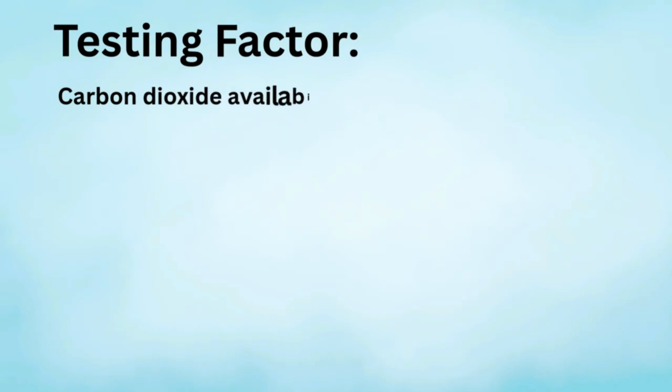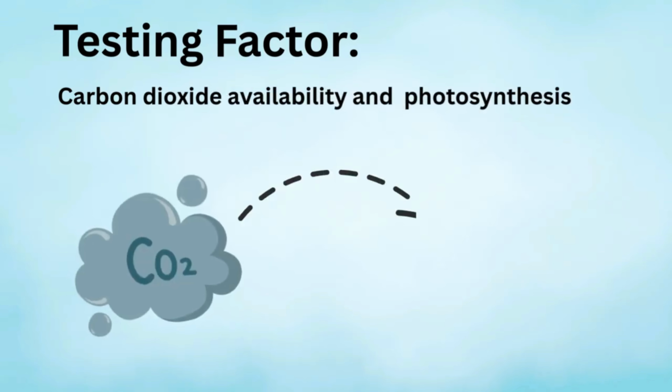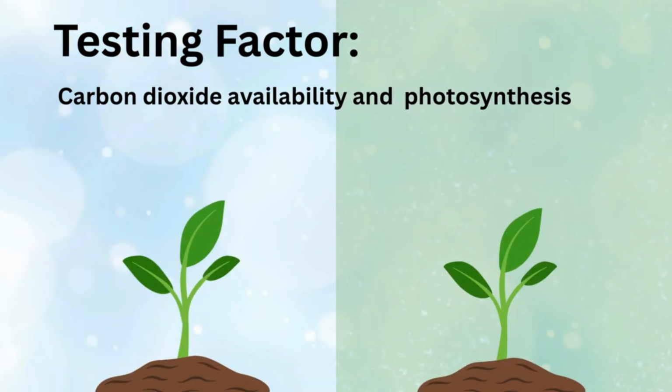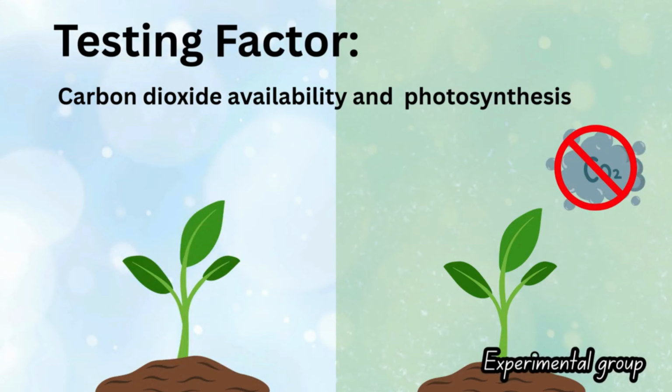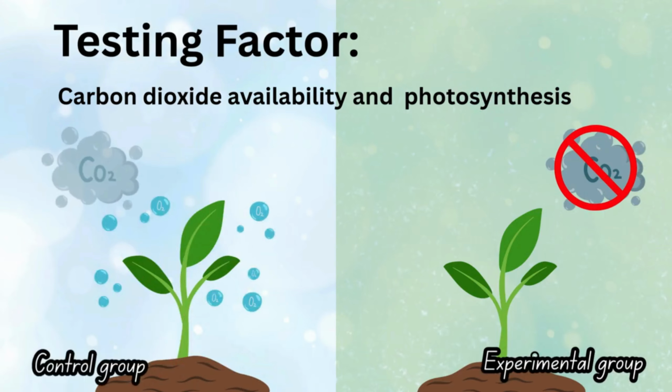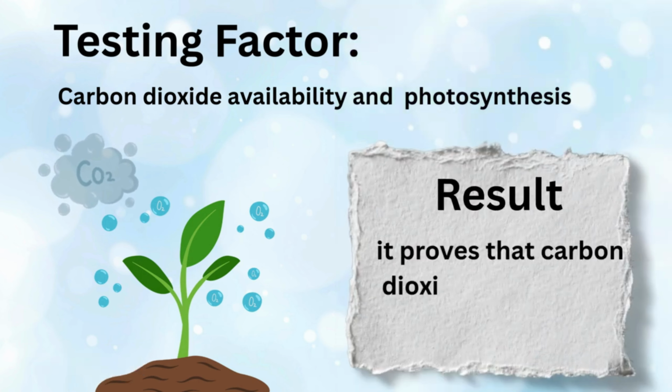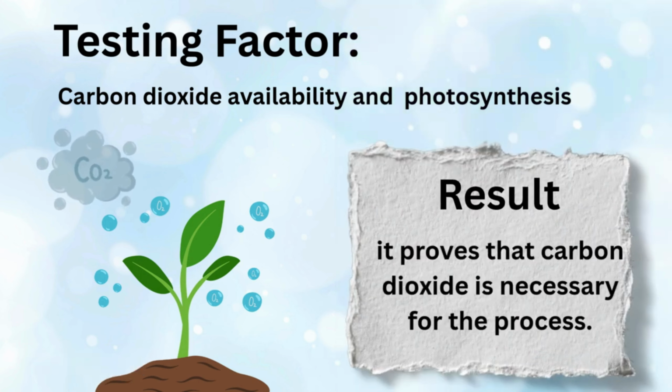For example, to test whether carbon dioxide is necessary for photosynthesis, 2 similar plants are used. One plant is not given carbon dioxide while the other is given carbon dioxide. If photosynthesis occurs only in the control group, it proves that carbon dioxide is necessary for the process.